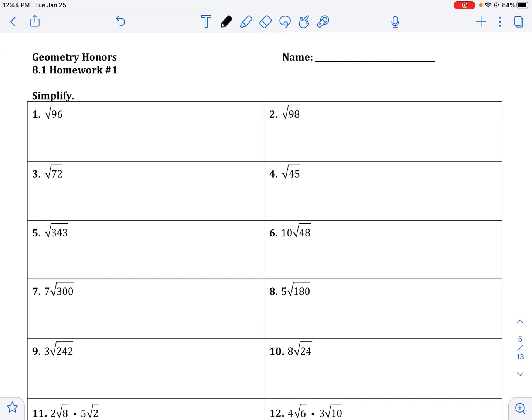On this video, we're going to talk about how to simplify radicals. There are a couple different methods you can use. One would be to break down each number into a product of a perfect square and another whole number. So maybe 96 would be 2 and 48, but neither of those are perfect squares. Or I could do 96 divided by 4 and get 24.